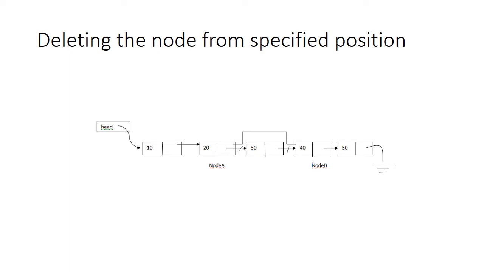Then what I will do is point temp2's pointer field to temp1's pointer field, so that the link between this node and this node will be broken, and I have a direct link from the second node to the fourth node, and I can remove this particular node. This is the way of deleting an element from any specified position. Let us look into the details of the code, how we actually write the code for deleting a node from any specified position.